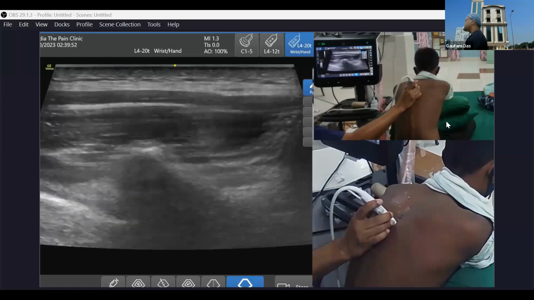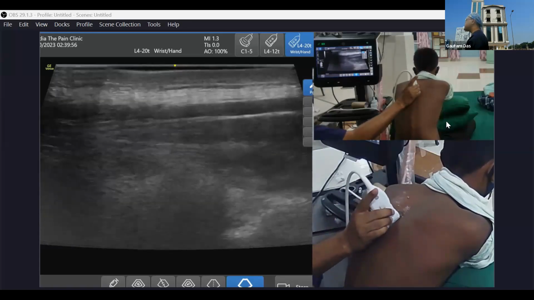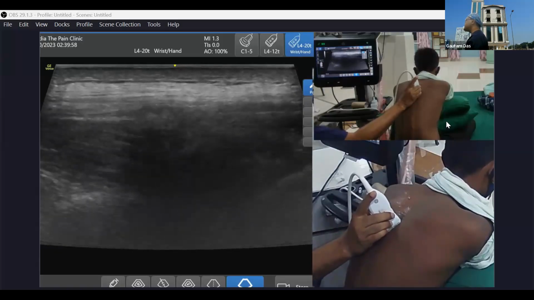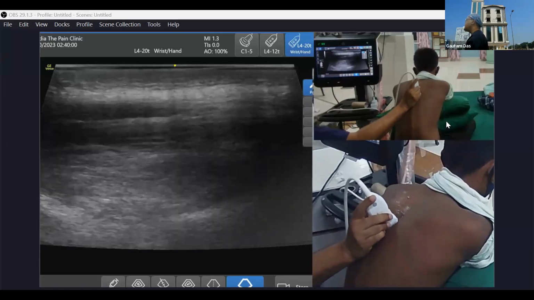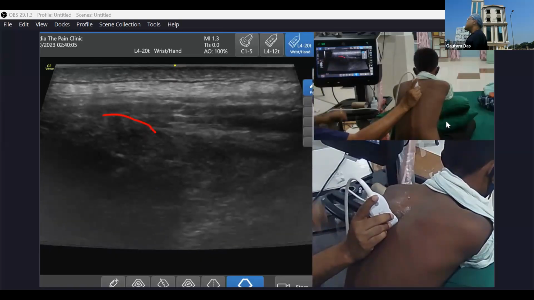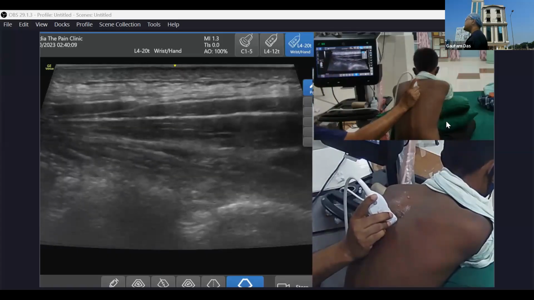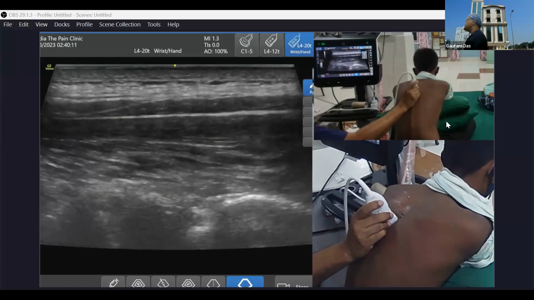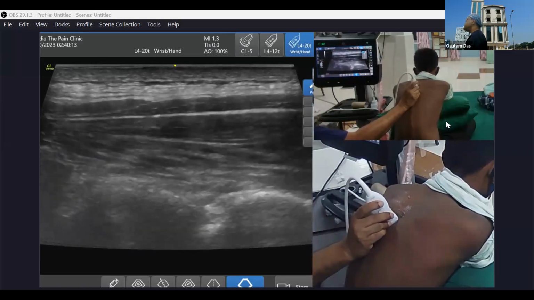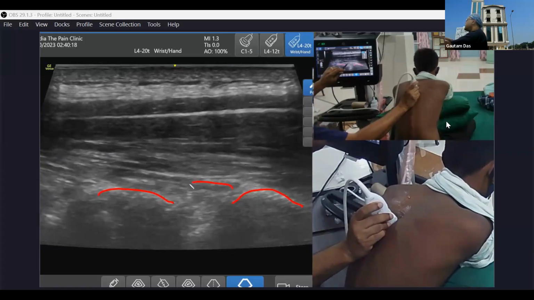So this is your long axis. If I'm going to the long axis view, my probe marker is on the cranial side. And this is your spinous process. And now I'm going laterally. So what I can see here, as I told you, this was your lamina. This is your interlaminar space.